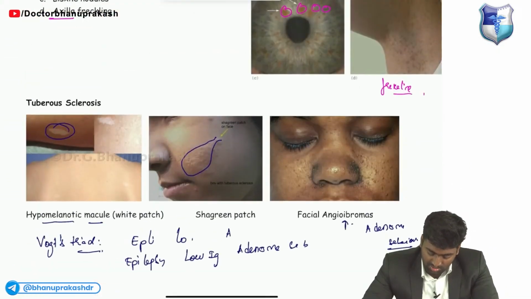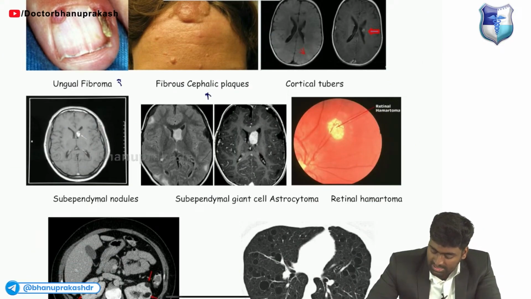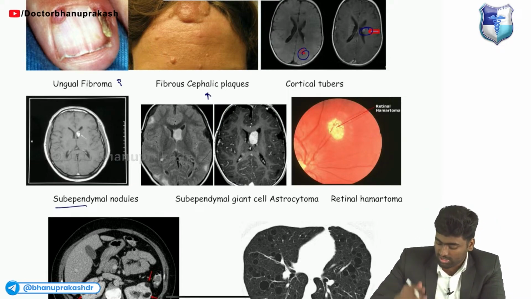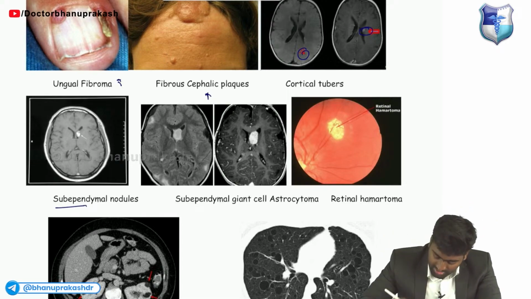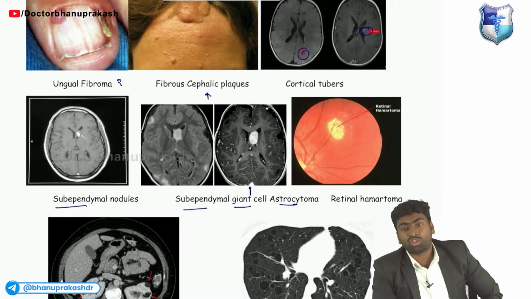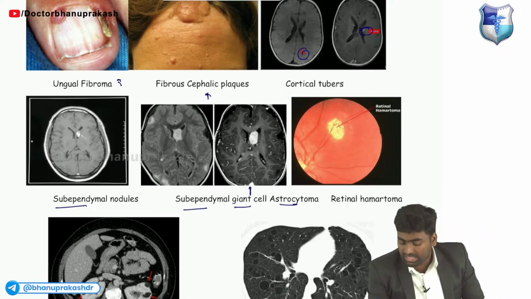Next, this tuberous sclerosis can be associated with this ungual fibroma, this fibrous cephalic plaques, and there will be a presence of this cortex. There will be presence of these tubers. Tubers can be present here, and also you will be able to see this one which is known as subependymal giant cell astrocytoma. This is also seen in a case of tuberous sclerosis.